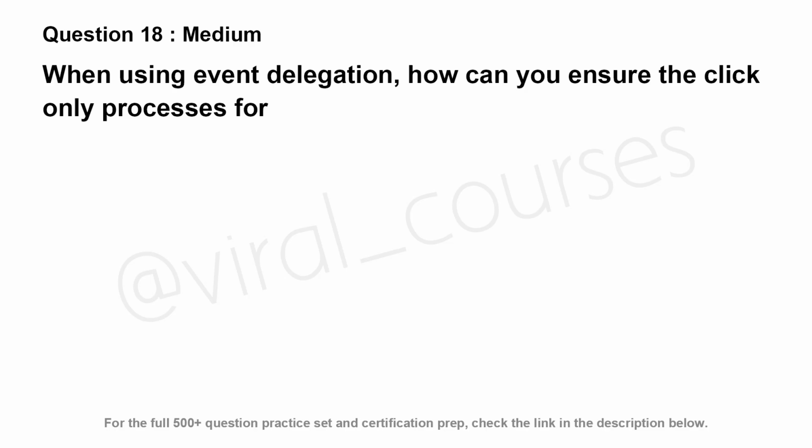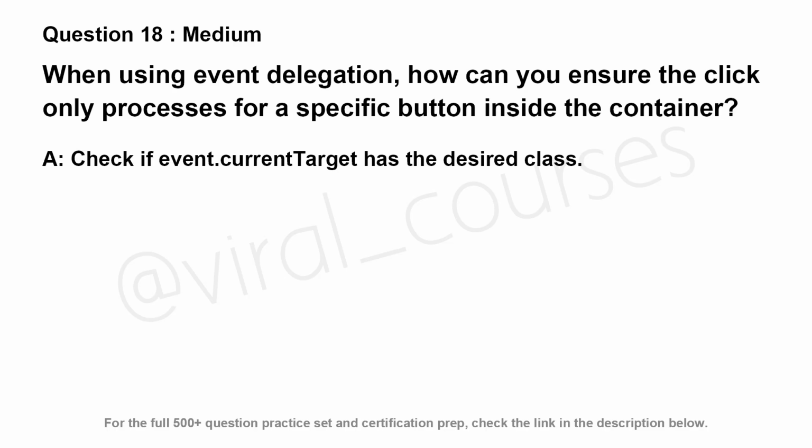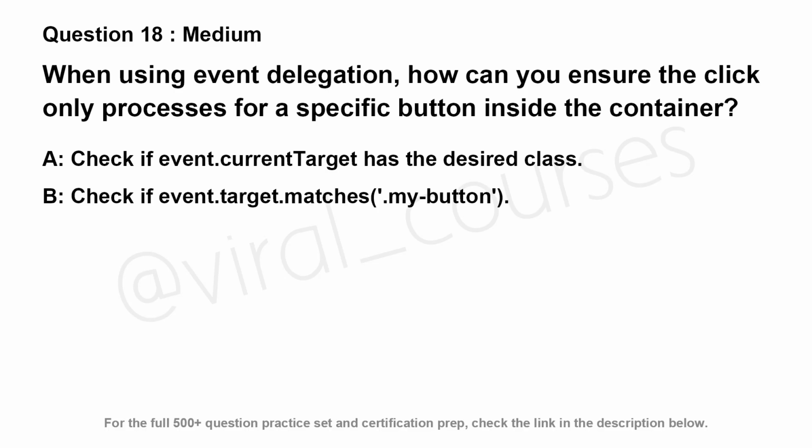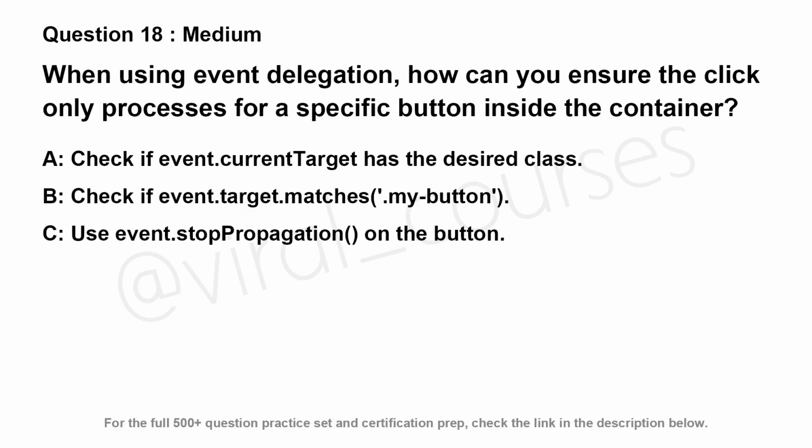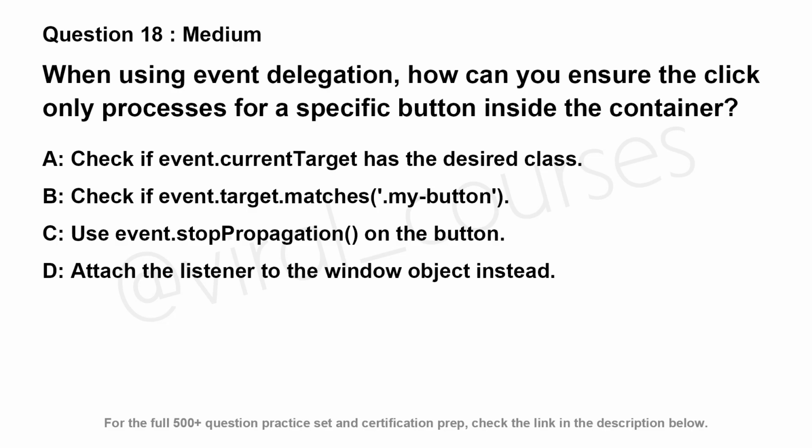When using event delegation, how can you ensure the click only processes for a specific button inside the container? Option A, check if event.currentTarget has the desired class. Option B, check if event.target matches my button. Option C, use event.stopPropagation on the button. Option D, attach the listener to the window object instead.